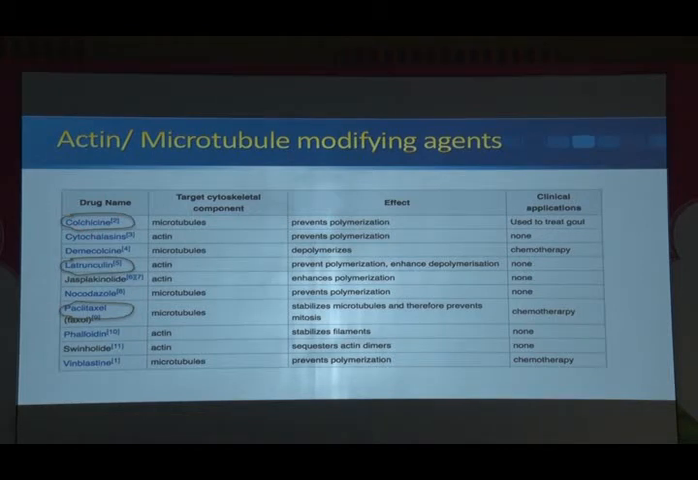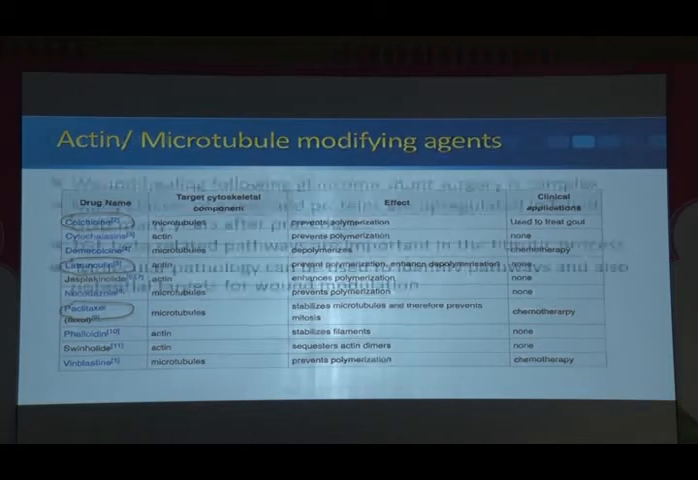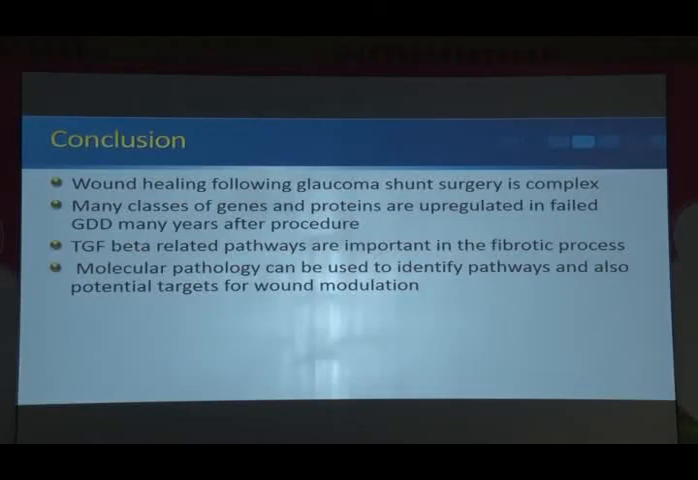Latrunculin is another medication which was supposed to be a glaucoma drug. It's no longer being pursued. Again, another potential target because you have a topical medication. And people have looked at Taxol, which is used in breast cancer, but have also tried it in glaucoma surgery and found that to be fairly useful in an experimental model.